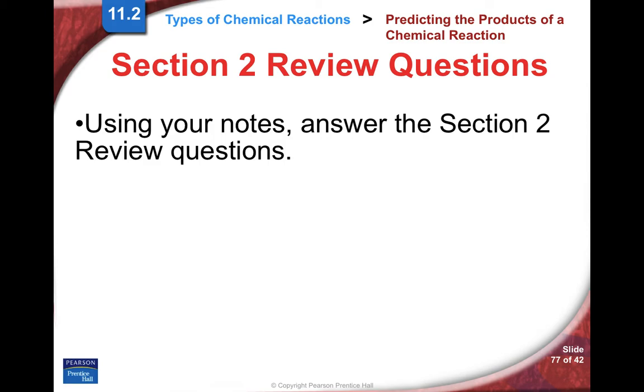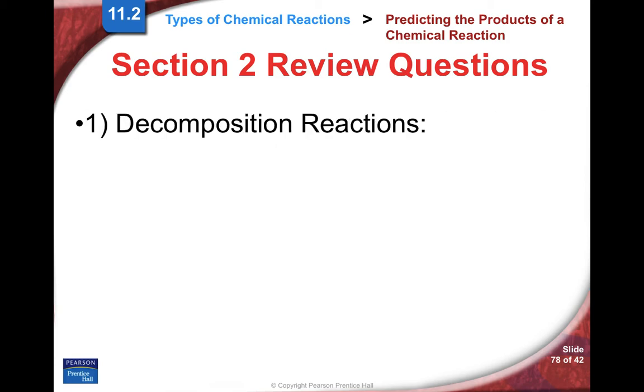Okay, lastly, I'd like you to try the review questions. Just real quick, I want to get you started. I'll give you the answers for the first 5 of them. Okay, so the first one asks you to identify the decomposition reactions by circling the letters. If you look closely, A, C, and F all start with one compound, and you end with two or more new compounds or elements. One thing breaking apart into multiple.